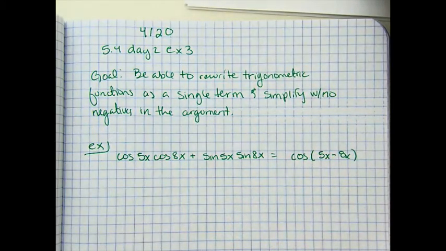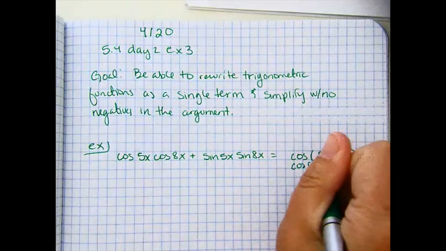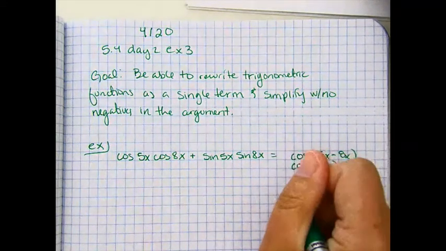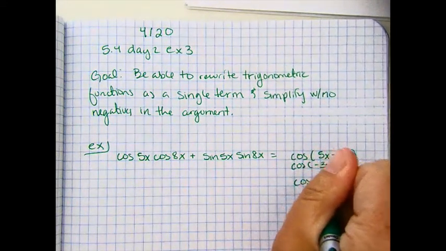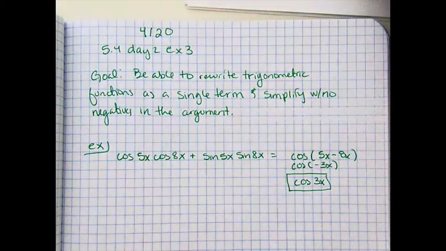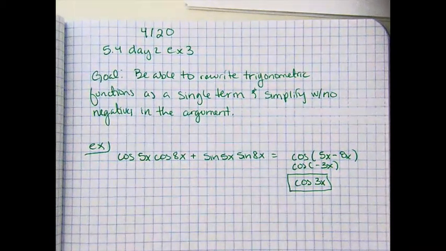And now we just do some math and simplify. So 5x minus 8x is negative 3x, and then cosine is odd or even? Right, it's even, which means the negative goes away, so our answer is cosine of 3x. And that is what we are doing. We are going from backwards to find one here.